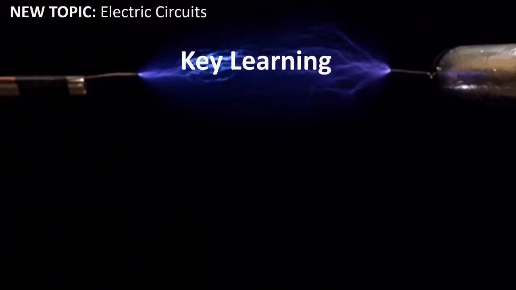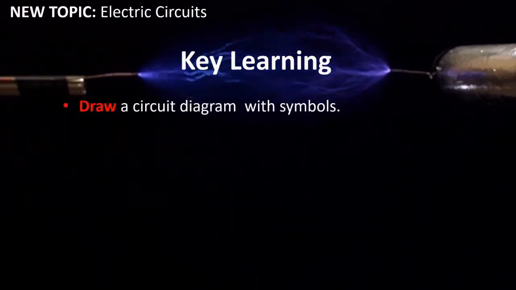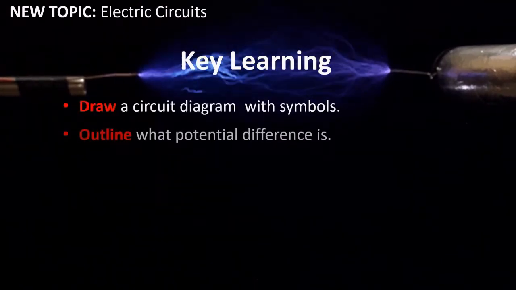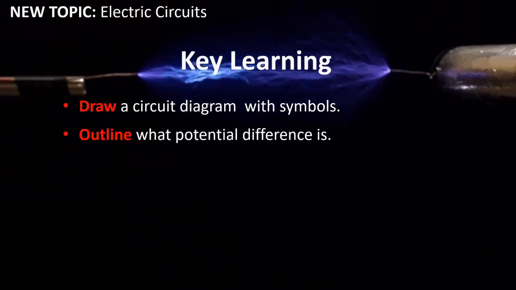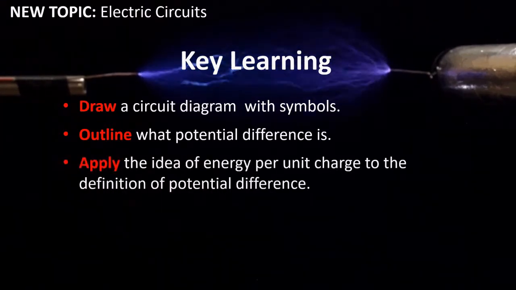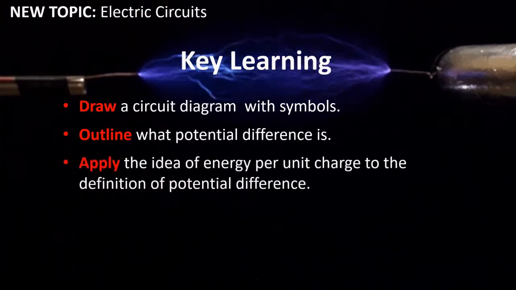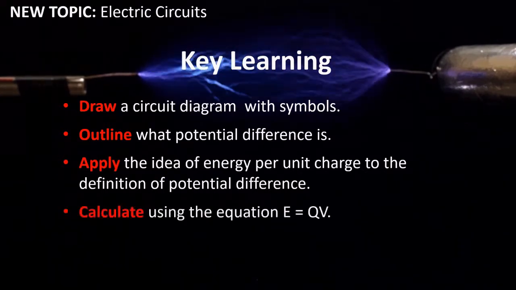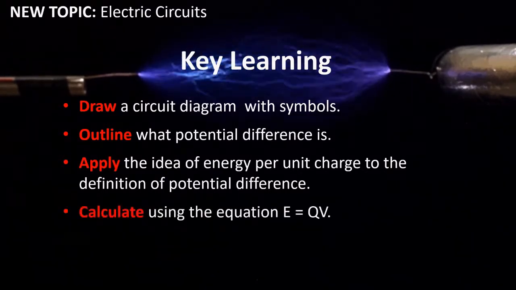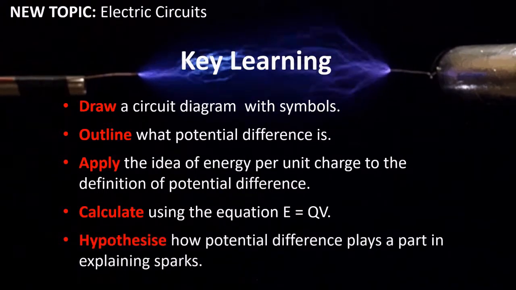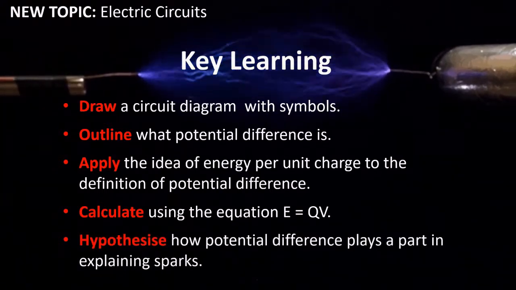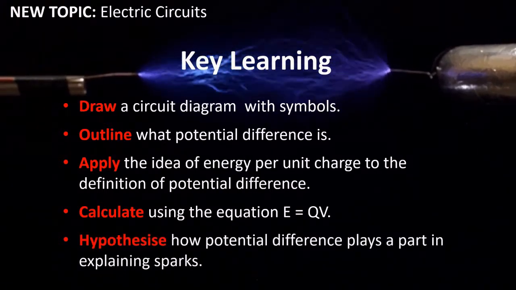Today's key learning points are: draw a circuit diagram with symbols, outline what potential difference is, apply the idea of energy per unit charge to the definition of potential difference, calculate using the equation E equals QV, and hypothesize how potential difference plays a part in explaining sparks.